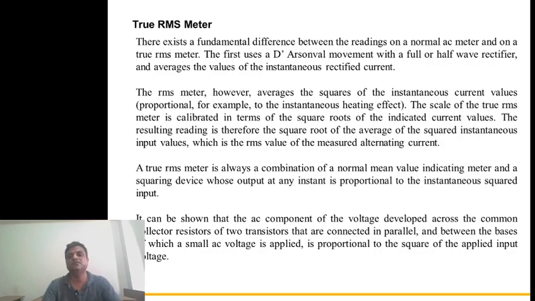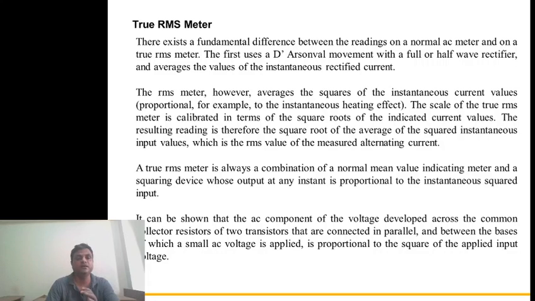The first uses the oscillatory movement with a full or half wave rectifier and averages the value of the instantaneous rectified current. An RMS meter, however, averages the square of the instantaneous current value. That value is actually proportional to the instantaneous heating effect. I am just giving an example. The scale of the RMS meter is calibrated in terms of the square root of the indicated current values. The resulting reading is therefore the square root of the average of the squared instantaneous value.